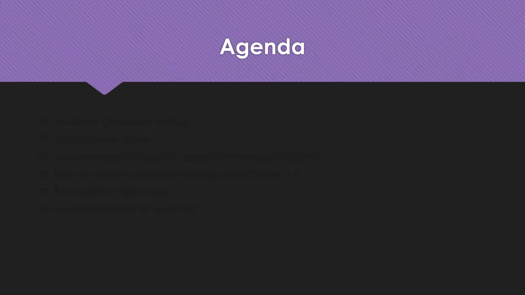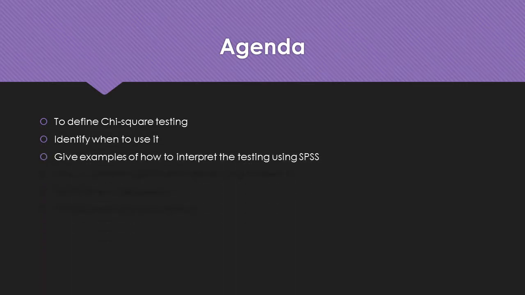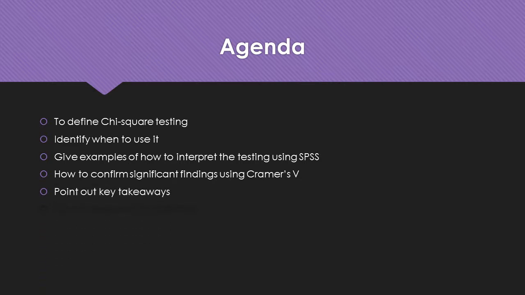The agenda for this presentation will be to define chi-square testing, to identify when to use it, to give examples of how to interpret the testing using SPSS software, how to confirm significance findings using Cramer's V, how to point out key takeaways, and also give opportunity for asking questions.